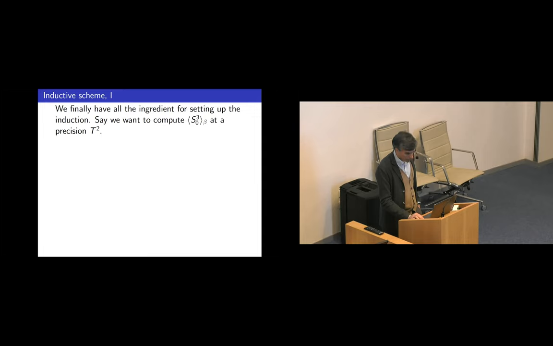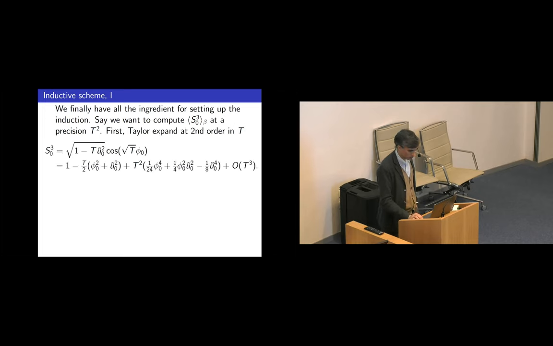I wanted to try to illustrate at the blackboard how to use these lemmas to compute the magnetization at precision t squared, so up to an error term of smaller order compared to t squared. So the procedure is the following. Start from the expression of S3-0 in terms of U tilde and phi. This is the exact formula, and you can Taylor expand in T up to the precision you need.